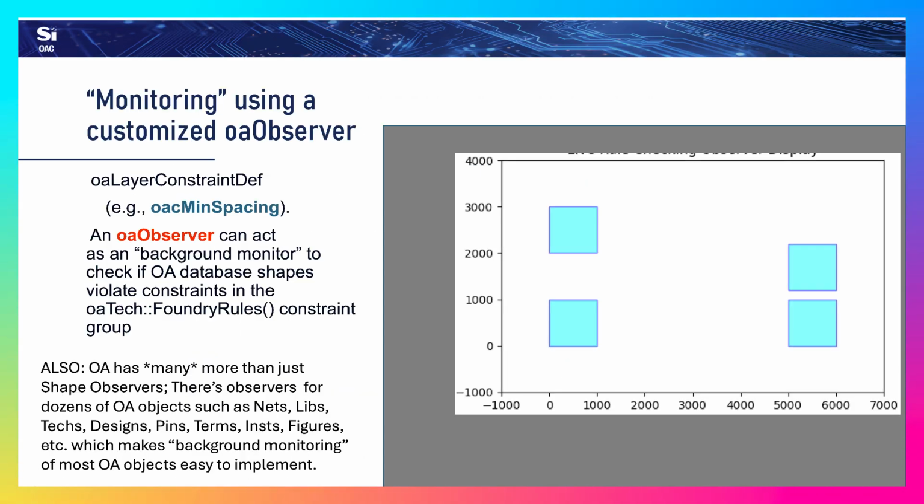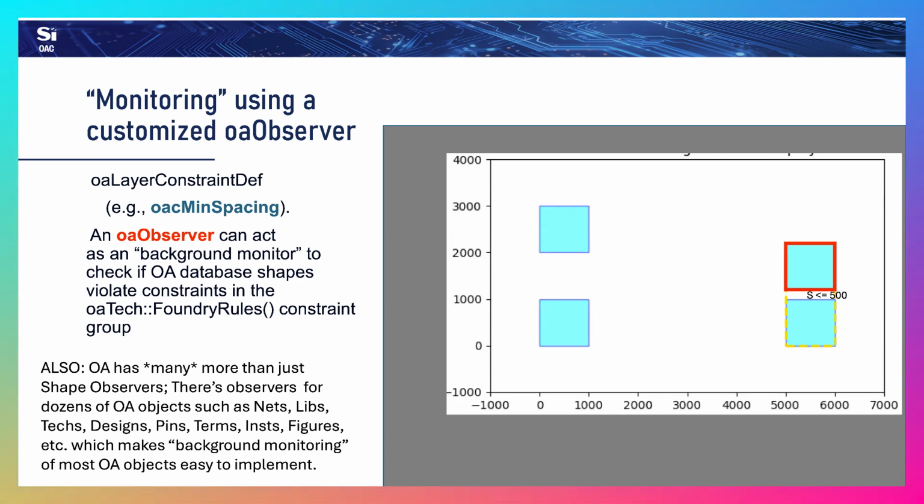rule in this demo. We now know how the min spacing is defined and created, but the OA constraint system really shines when we combine it with an OA observer. That's because OA observers are triggered by changes to the OA database, so they seem to work in the background when something in the OA database is changed. Think of it like an outside OA monitor: when a shape is created, OA notifies our observer and it can check the shape against constraints, and the observer can flag if there's a problem.